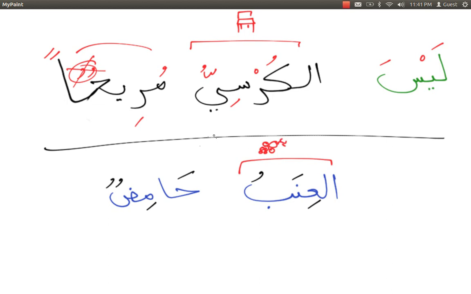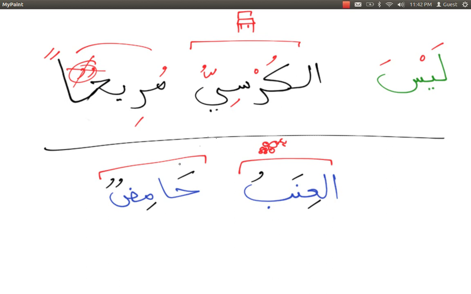Okay, actually it's just one vine of grape, or few grapes together. It's called عنب. So in this form, it's considered kind of a singular. Okay, and then we have حامض. حامض means sour. Okay, so العنب حامض means the grapes are sour. Okay, the grapes are sour.